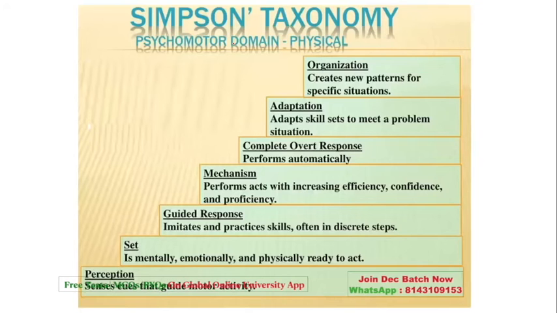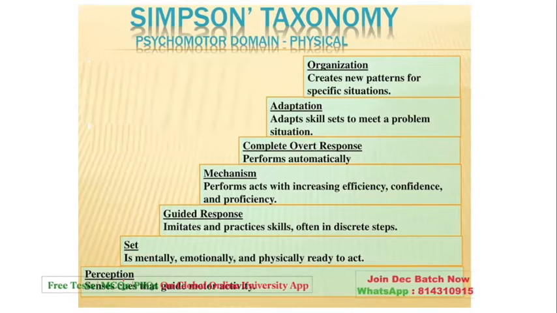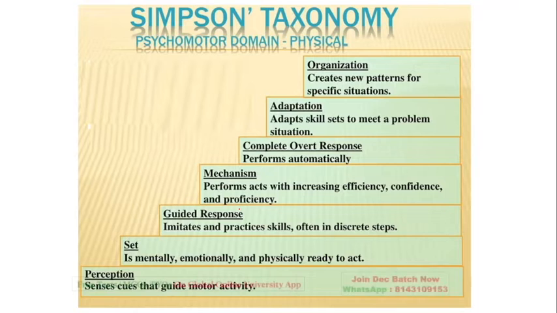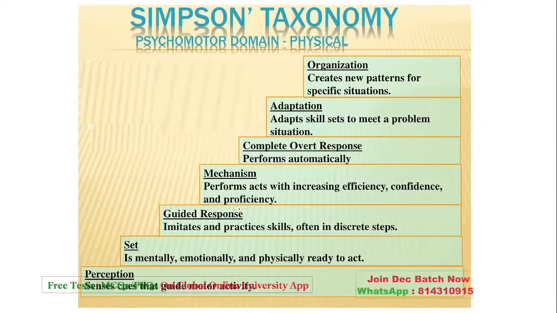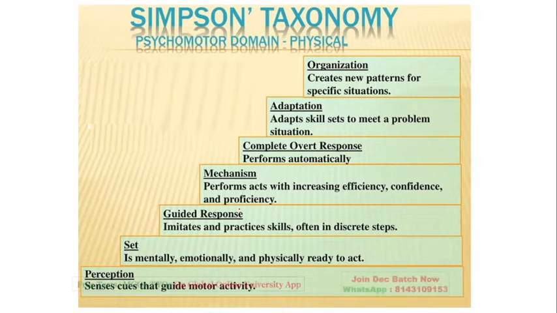So let's quickly see this with the help of examples. Perception means certain clues. Set means whether you are mentally, emotionally and physically ready to act. Guided response means it gives practice skills. Mechanism means it helps to increase efficiency, confidence and proficiency. Complex overt response means it helps you to perform automatically. Adaptation is adapting the skills in order to solve a problem. And origination means it creates a new pattern for a specific situation.